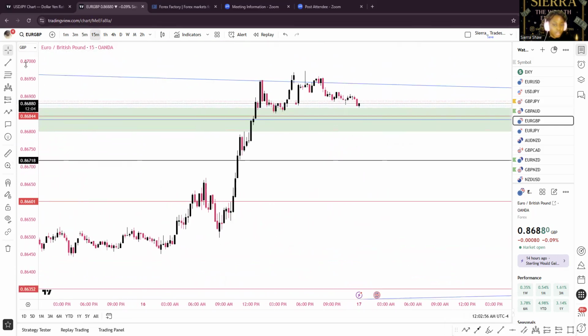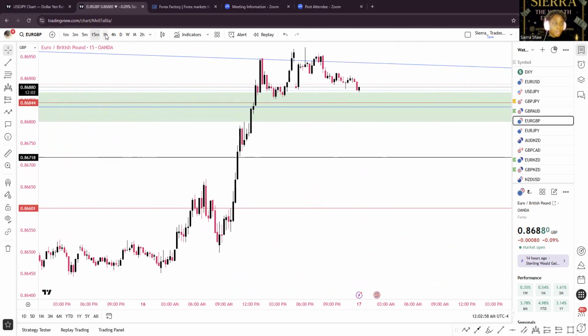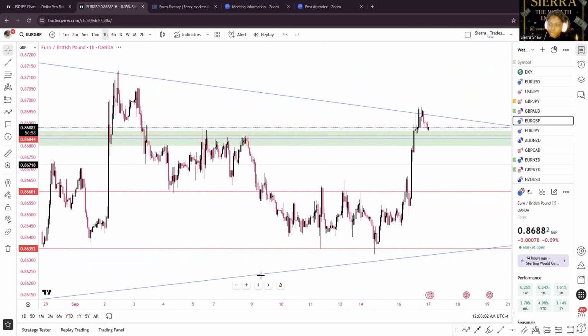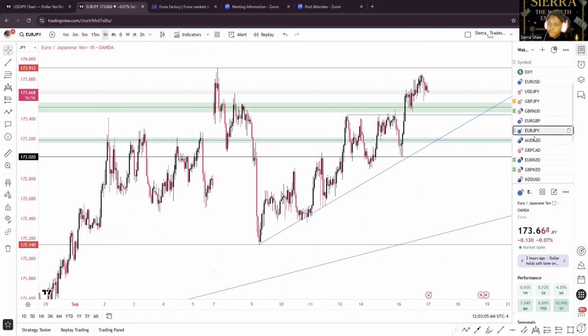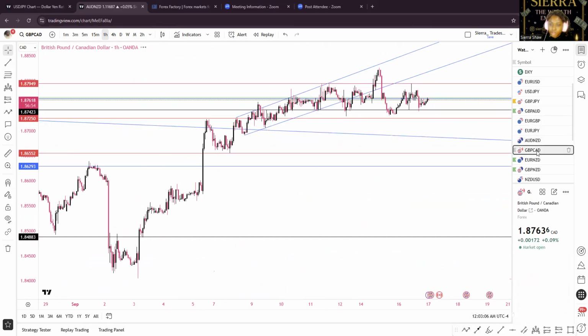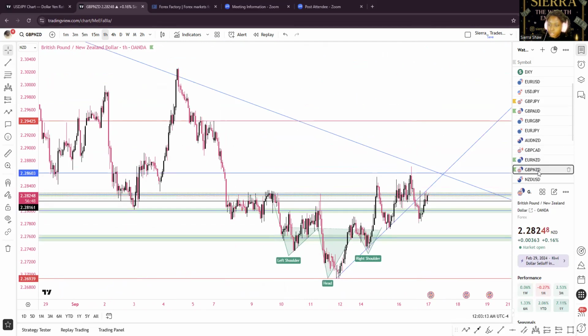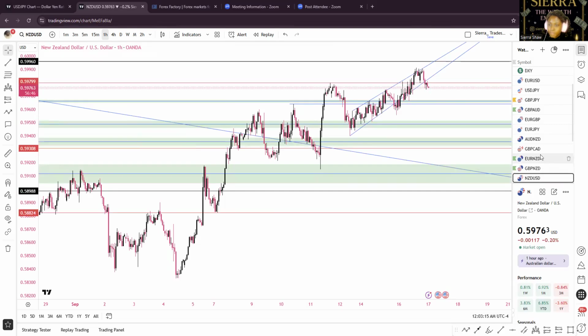So Euro GBP is a nice one. It's not many pips, but it's something. Then everything else had a nice impulsive move today. So we are going to just leave the market be, and we'll be back on Thursday.